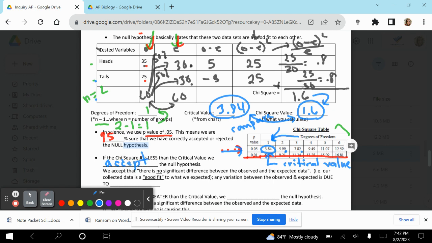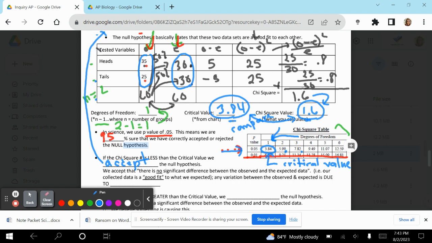Remember, our null hypothesis up here said these two numbers, 35 and 25, are a good fit to 30 and 30. There's no significant difference between them. So that's what we're doing when we accept our null hypothesis. We're saying 35 and 25 is a good fit to 30 and 30. And that's the conclusion we're going to make, because our chi-square value is below the critical value, which is 3.84.